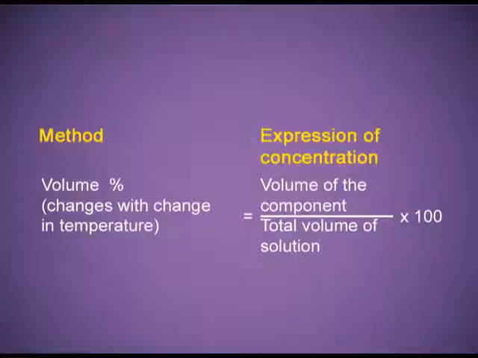The other way of expressing concentration is volume percentage. The volume of the component divided by the total volume into 100. It is not different from mass percentage. In the mass percentage, we take the mass, that is in grams. In the volume percentage, we measure the volume, that is in liters or milliliters.